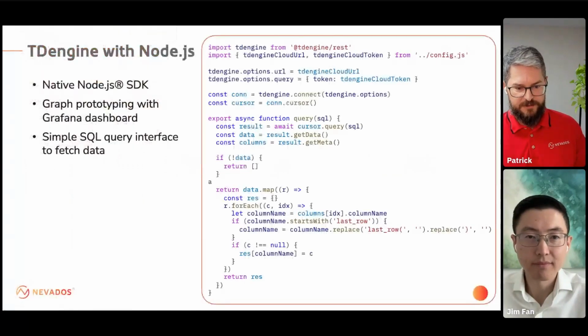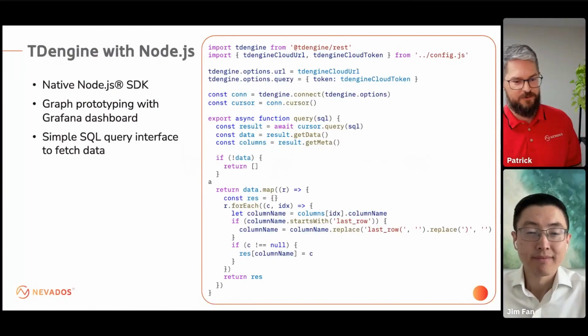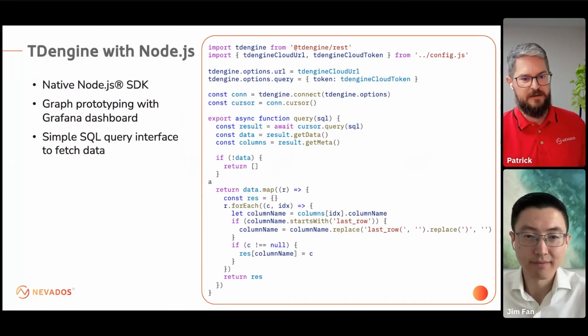I'm going to show you a little bit of code. That's our TDengine wrapper in Node.js to get data out, just to essentially process the queries primarily. So all the ingest is done before that. And then our API uses essentially this wrapper to process all the queries.